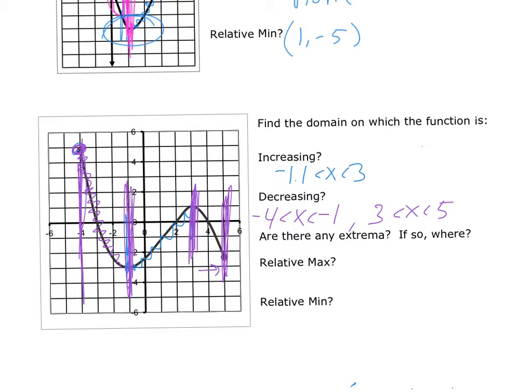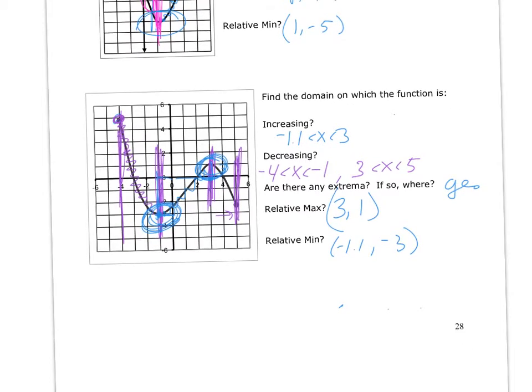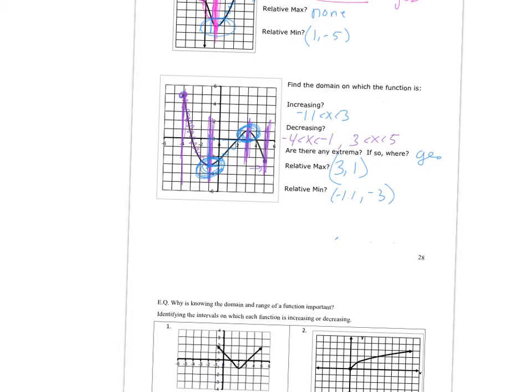Are there any extremas, highs and low points where the graph turns around? Yes. I have an extrema here and an extrema here. So here's a low point where the graph turns around. So that's left 1, or about -1.1. So that's a minimum. So -1.1, comma, -3. And then my other extrema, which is a max, is over here, over 3, up 1. Over 3, up 1. So pause the video as you need to, check your answers, and write that down.